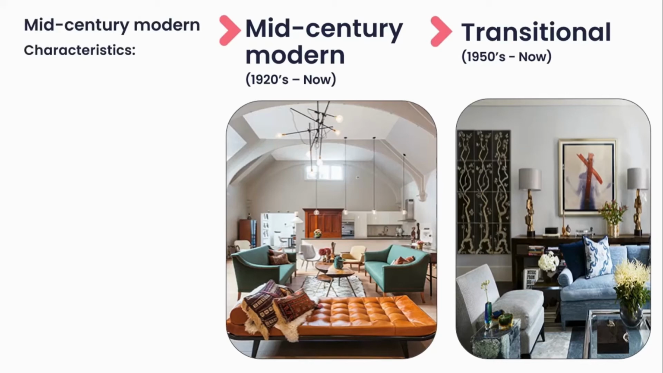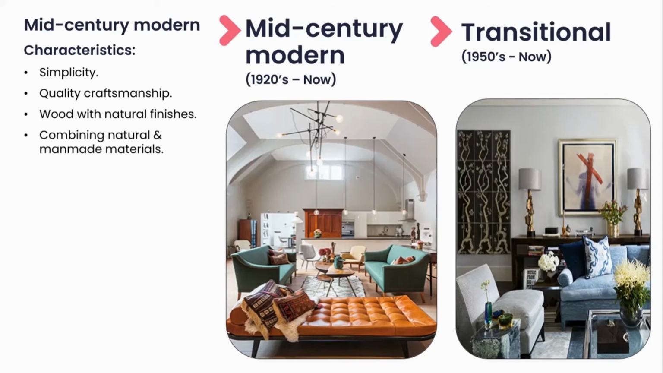For those of you who are struggling, here are some of the characteristics that you should have picked up. Firstly, there is a lean towards simplicity and clean lines within furniture and architecture. We see the movement towards quality craftsmanship. There's a strong use of natural woods and natural finishes within each interior space. We see the combination of natural and man-made elements, plus a strong use of geometric prints and bold coloring.